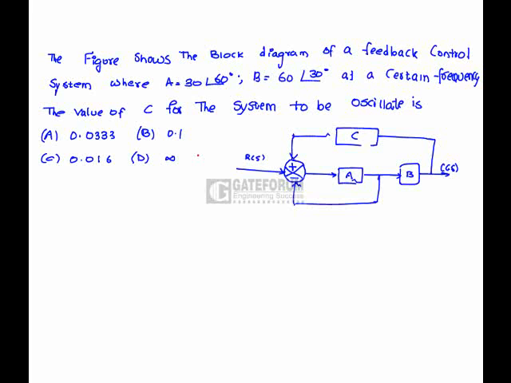The figure shows the block diagram of a feedback control system where A equals 30 at angle 60 degrees, B equals 60 at angle 30 degrees at a certain frequency. The value of the block C for the system to oscillate is. In order to decide the value of C, we first have to find the closed loop transfer function, that is C of s by R of s, which we can write as G of s by 1 plus G of s H of s.